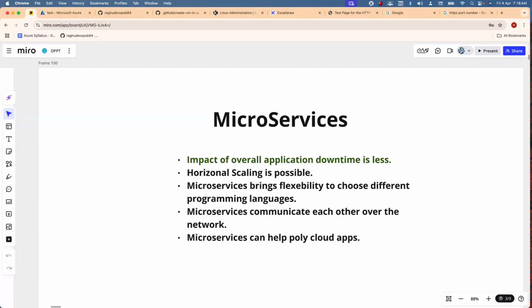Maybe I'm not able to do a transfer, or only the statement service is down. So maybe I'll not be able to generate the statement, but the rest of the things I can still do. Like that, the overall downtime is very little for microservices. And it is also possible to do horizontal scaling.